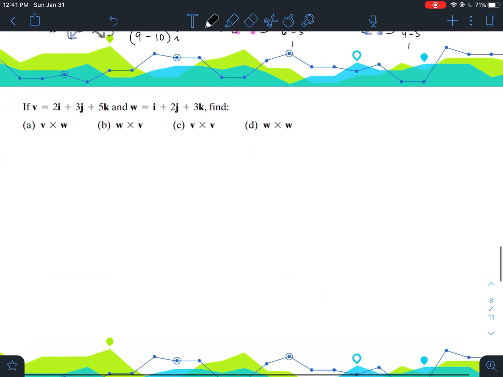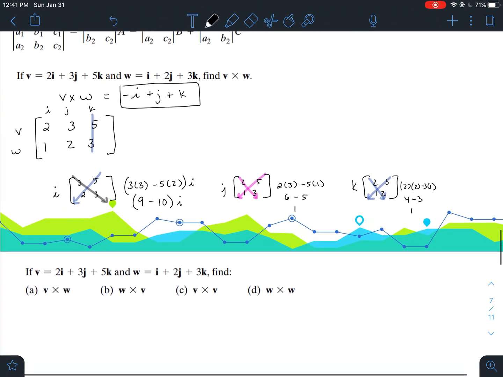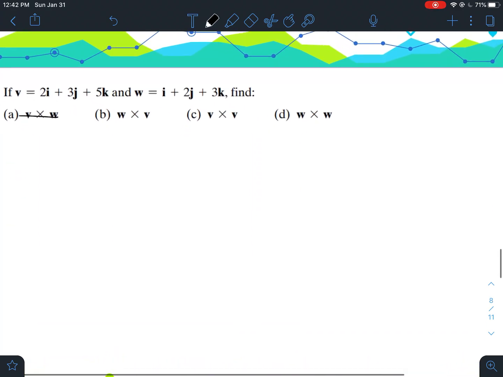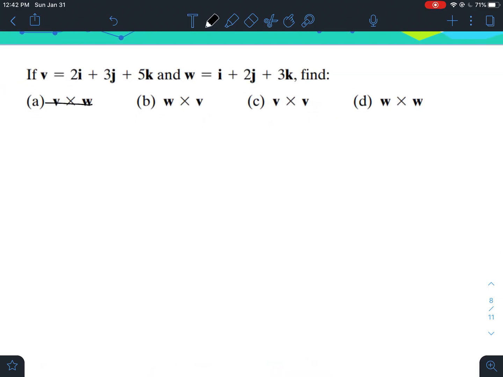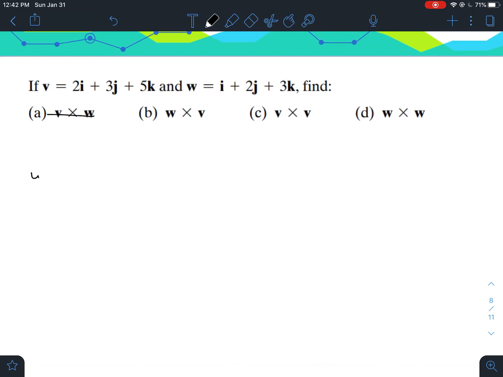So let's look at another example. If our v vector is 2i plus 3j plus 5k, and our w vector is 1i plus 2j plus 3k, we already found v crossed with w. So we already did this one. Let's do w crossed with v. If we do w crossed with v, would it be the same thing? We're going to put the w on first this time.